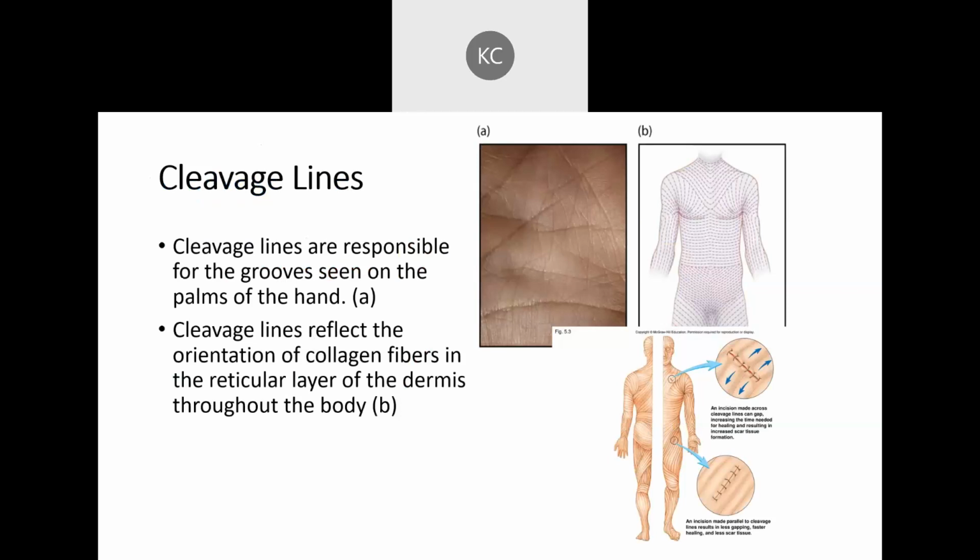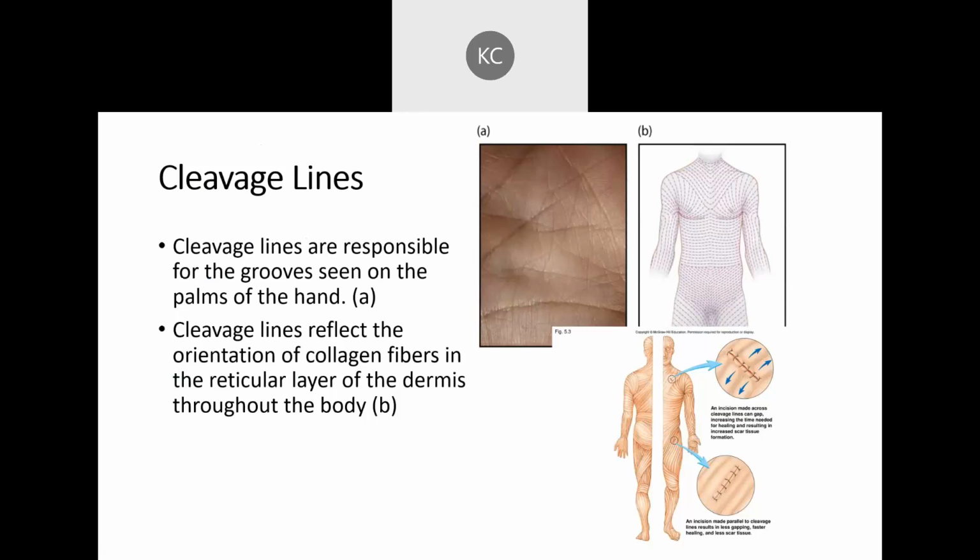throughout our body. Now, we also have cleavage lines throughout other parts of the body, not just on the palms of our hands, and they're generally oriented in a certain direction. They kind of all go into one area. If you look at this image down to the right, and this one up here, you see different areas of the body have different orientations of these collagen fibers. So if an incision is made, it is preferable to make that incision parallel to the cleavage line as opposed to across it, or perpendicular to it.